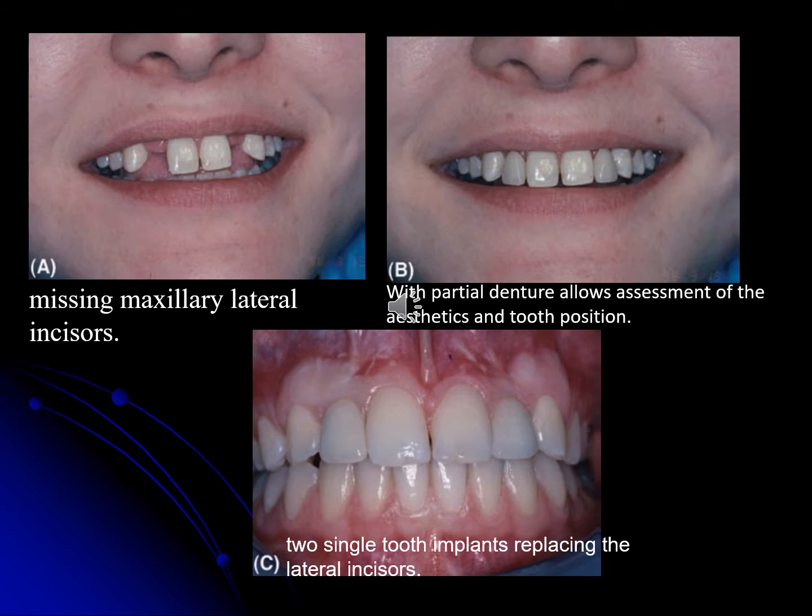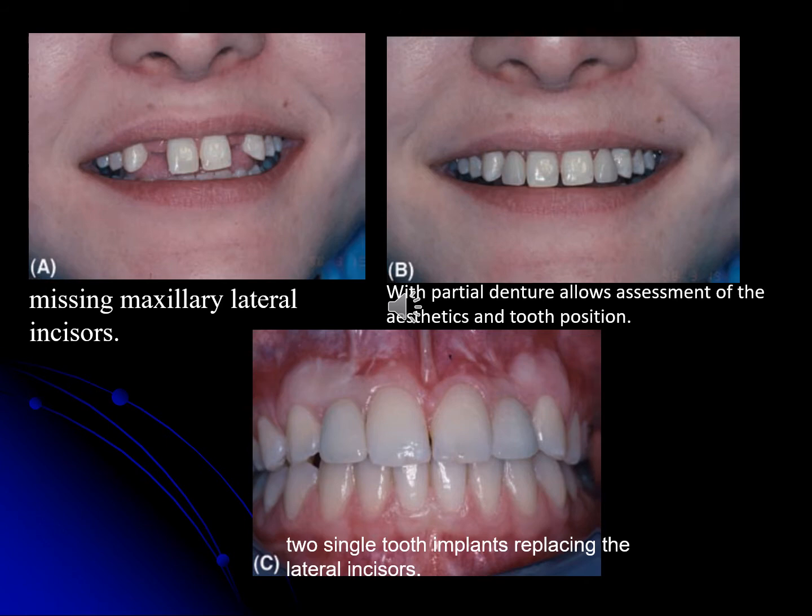This is another case about the aesthetic consideration. This patient has missing maxillary lateral incisors. For the treatment plan, the first step is to prepare a partial denture to evaluate the aesthetics of the final prosthesis. After we prepare the partial denture, we will ask the patient to wear this denture to see the final result, and we will evaluate our final result.